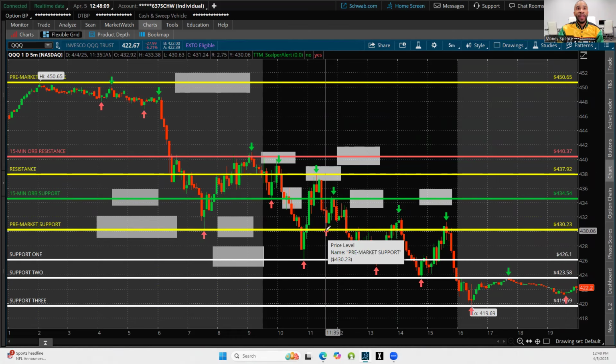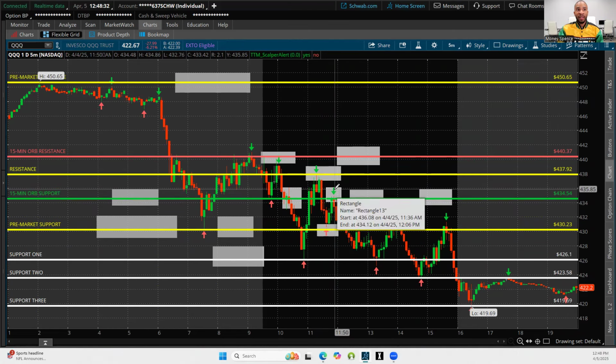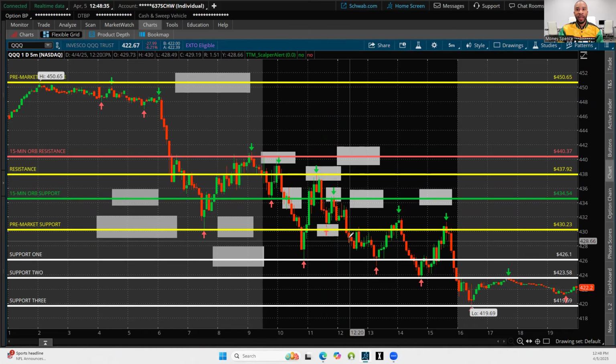And as you can see right here at 11:35 a.m., we found some buyers close to the pre-market support level. And next thing you know, we shot up to the 15-minute ORB support. And remember, in some cases, support may turn into resistance. And in this case, support turned into resistance. So we went back up, and the next thing you know, we started to come back down. Boom, came back down. And then we found some buyers once again close to support level number one, and then we bounced off of that level and started to shoot back up to the pre-market support.